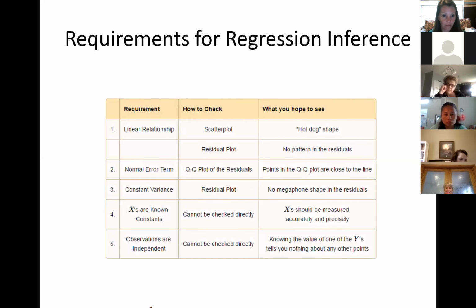So here's the 5 requirements for regression. Regression is definitely the toughest one to figure out, hey, do we meet the requirements for this test? So we have these 5 different requirements, and you can see the chart of how you check each of these. Now, I would definitely write this chart down somewhere on your cheat sheet.